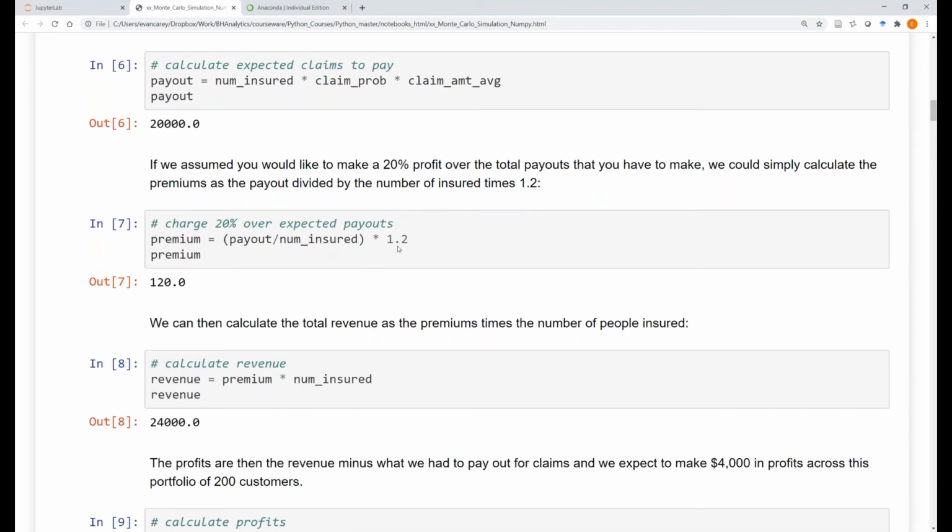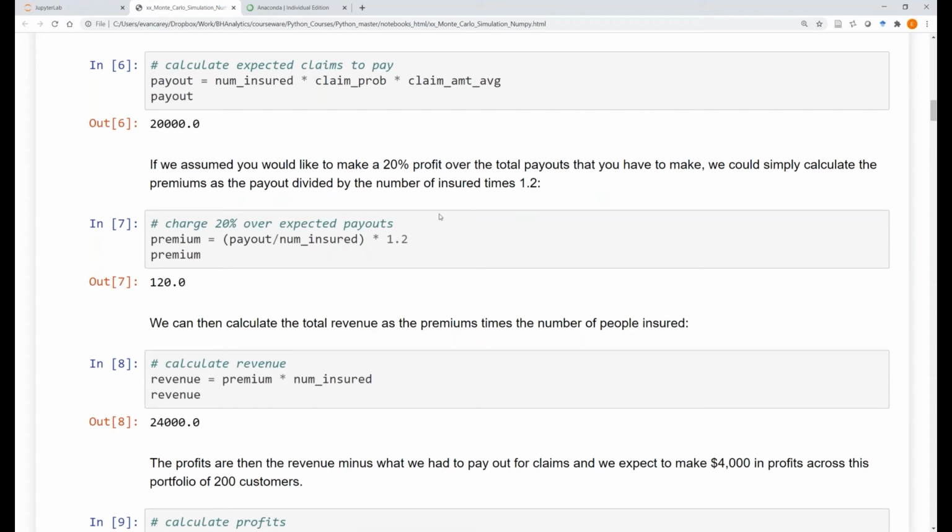So if we did times 1.0, we would be exactly covering costs. Times 1.2 would give me a 20% profit over those costs. And I've written the basic Python code to do that here. So our premium per person would be $120, as expected.